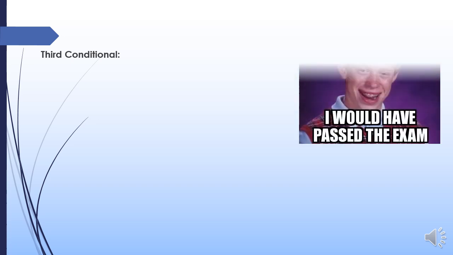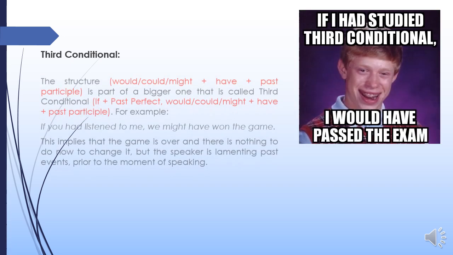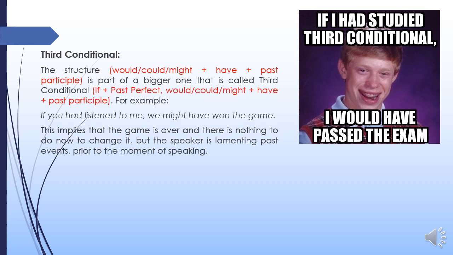Third conditional. Well, the third conditional consists of the structure would, could, or might plus have plus past participle. This is one part of the whole structure that is third conditional, which is the if clause and the main clause. The if clause consists of if plus past perfect, which is had plus v3, and the main clause consists of would, could, or might plus have plus v3 or past participle. For example, if you had listened to me, we might have won the game.